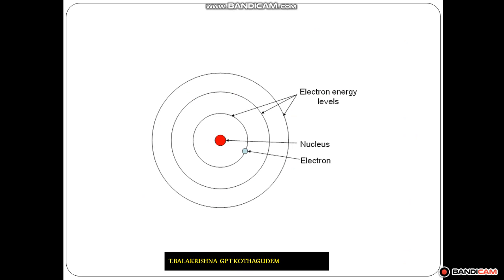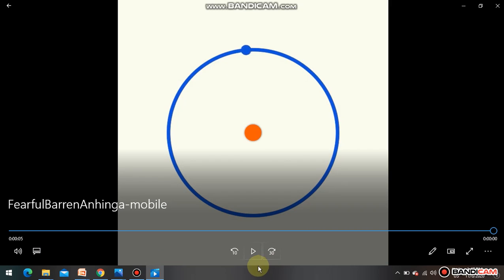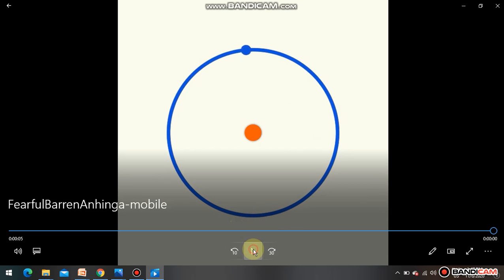Look at the diagram. The red color mark is representing the nucleus. This nucleus contains protons and neutrons. The blue color is representing the electrons. These electrons are revolving around the nucleus. Here are the electrons, and this is the nucleus. Electrons are revolving around the nucleus in fixed circular paths. That path is called an orbit.